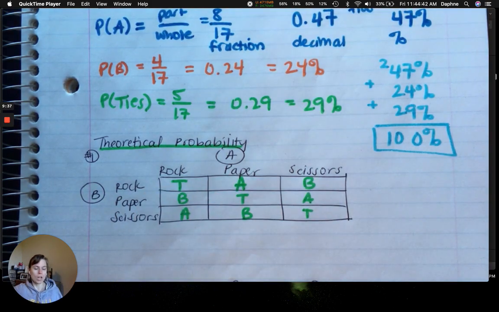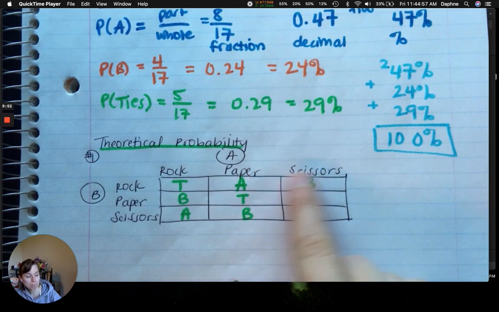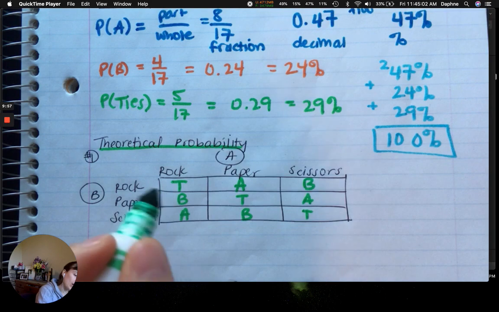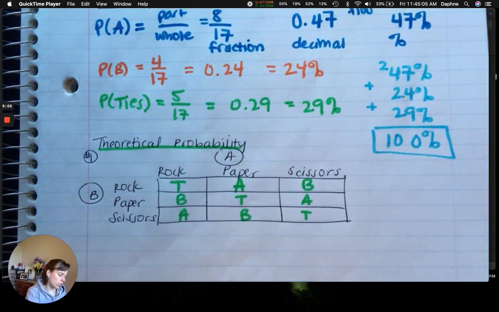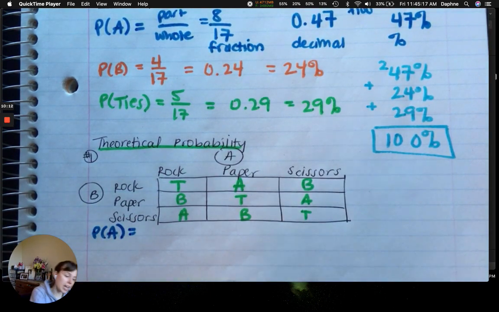Okay. So in this hypothetical situation, hypothetical is the big key for theoretical. We haven't actually done rock, paper, scissors. This is all hypothetical. How many games were hypothetically played? Count them up. There are only 9 games played. So in this situation, I'll go back to green. Okay, we'll be consistent. Okay, so probability of A winning. How many of those 9 games did A win?